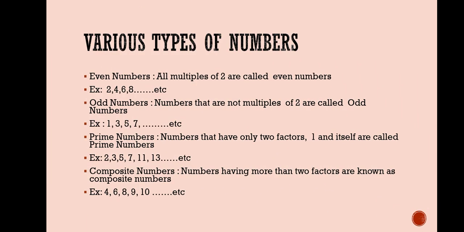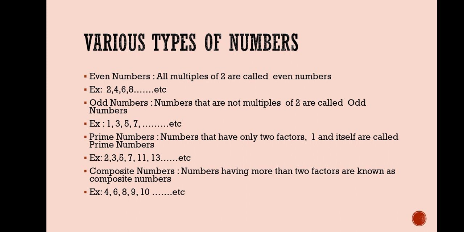Now various types of numbers. We had already learned these things, like even numbers. What are even numbers? All multiples of 2 are called even numbers. For example, 2, 4, 6, 8, etc. These are the multiples of 2 and they are called even numbers. Then what are odd numbers? Numbers that are not multiples of 2 are called odd numbers. That is 1, 3, 5, 7, etc.